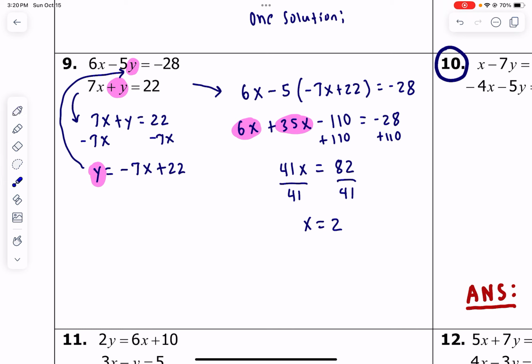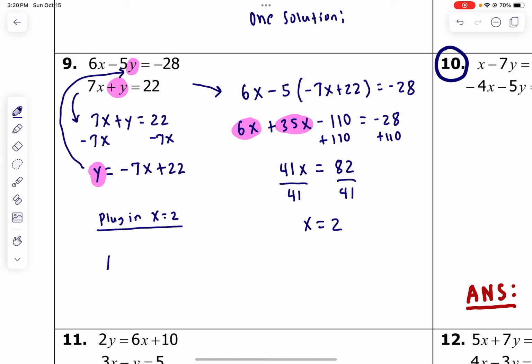Now that we solve for a value of x, we can substitute in this value of x into any of these equations. Let's plug in this value of x into the second equation, just because. Once again, there's no reason why we're choosing one over the other. You can choose either or. Let's just choose the second equation that they give us. So plug in x equals 2.